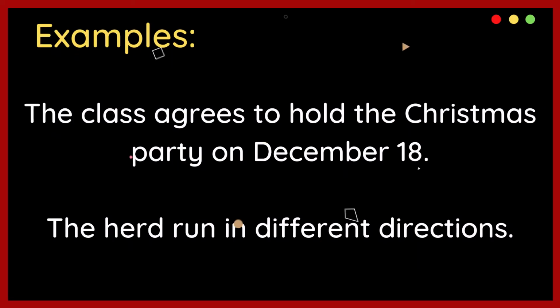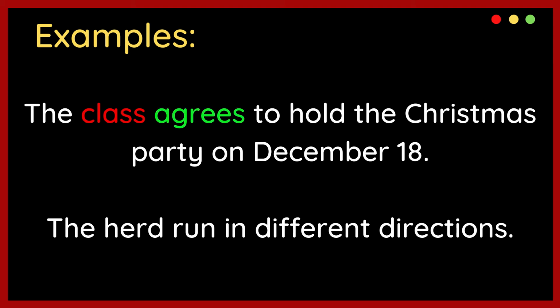The class agrees to hold a Christmas party on December 18. The herd run in different directions. In the first sentence, the collective noun class is considered singular because it functions as one unit, as all members of the class do one action. Therefore, an S is added to the verb agree.